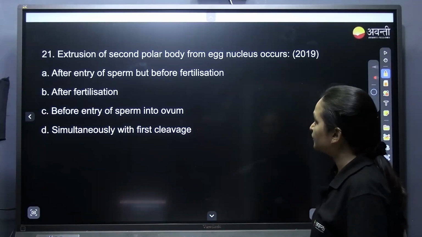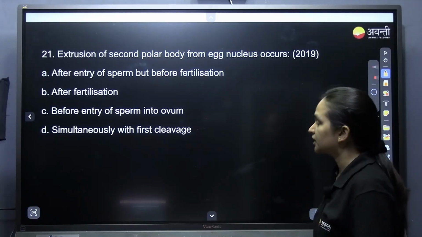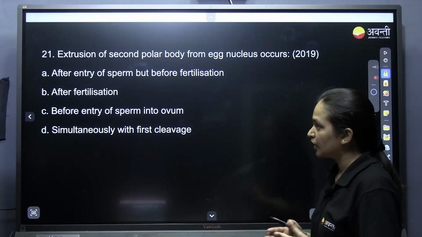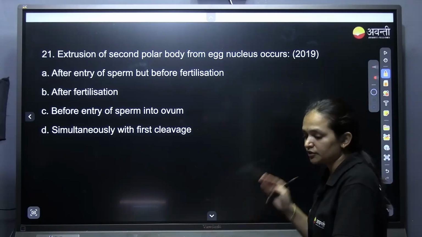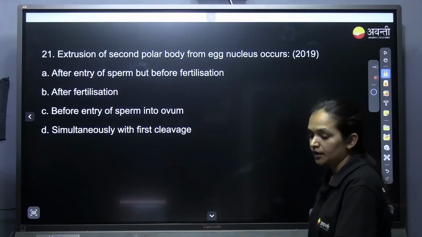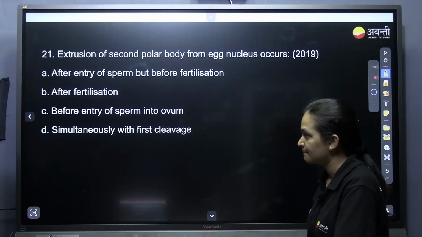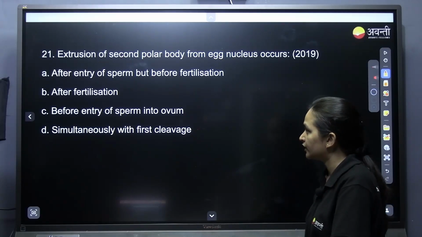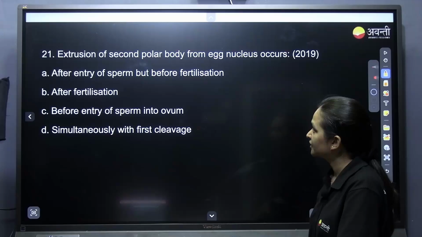Extrusion of second polar body from egg nucleus occurs, which means they are asking about the second meiosis, the completion of meiosis 2, before the entry of sperm into the ovum.